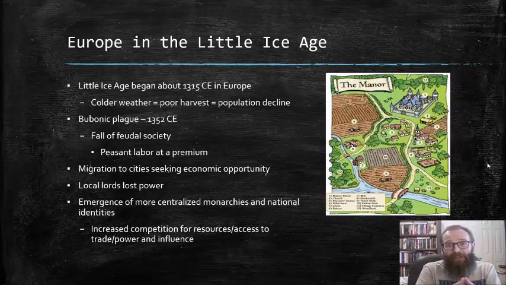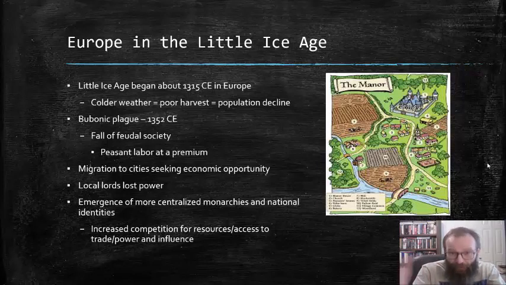Now, the population decline that resulted from the Little Ice Age and the bubonic plague led to labor becoming even more valuable. It gathered a premium, if you will, at the time, as the reduction in the number of peasants led to those peasants having a little bit more power in negotiating with their lords over access to resources and access to such things as wages and things of that nature.